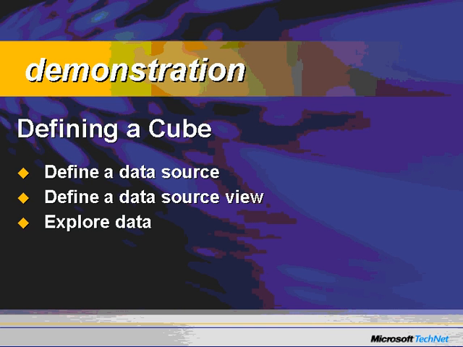Let's take a look at our first demonstration. In this first demonstration, we'll take a look at the Business Intelligence Development Studio. In this environment, we'll define, browse, and deploy analysis cubes. We'll define data sources and data source views, define a cube, and learn about the dimensions, the fact tables, and measures by browsing the cube and then deploying the cube into production. So let's dive in and take a look at the product.